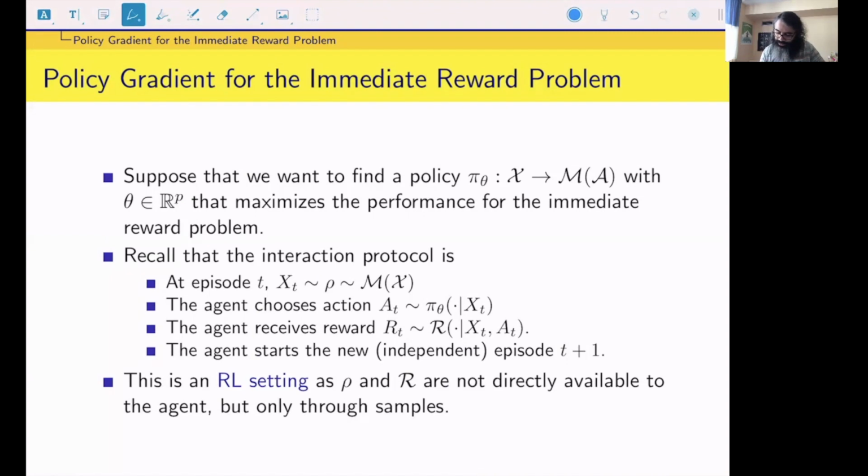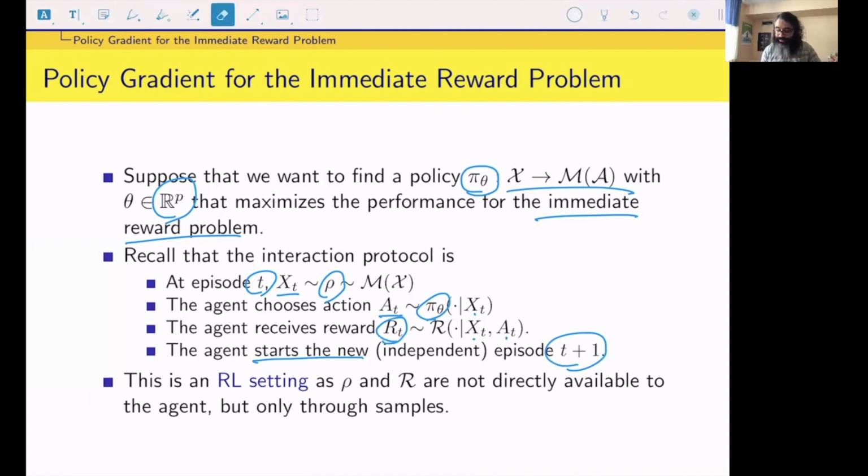We have a pi theta, which is stochastic and p-dimensional, and we want to maximize the performance for the immediate reward problem. The interaction protocol is like this: at episode t, we choose x_t from some distribution rho, independent from previous iterations. So we randomly choose one initial state. The agent chooses action a_t according to pi theta of x_t. So the agent sees what state it is, selects some action from its policy, and then receives a reward r_t, which depends on x_t and a_t. It's a random variable that only depends on state and action. Then the agent starts a new episode, t+1.